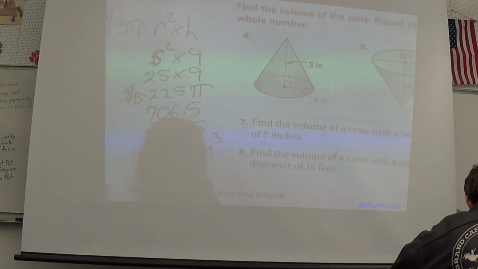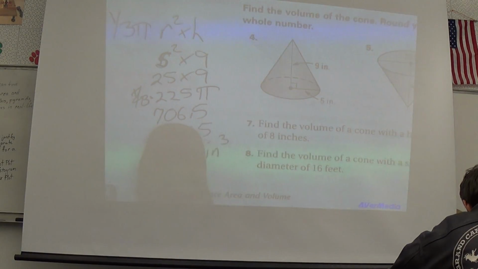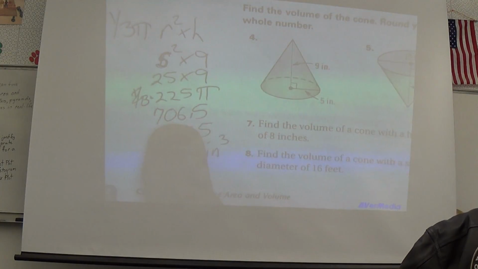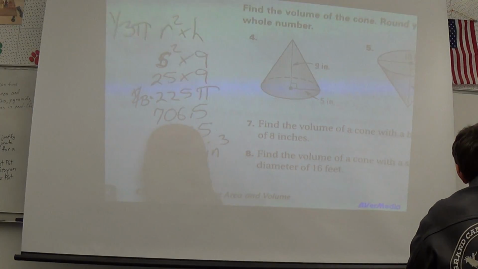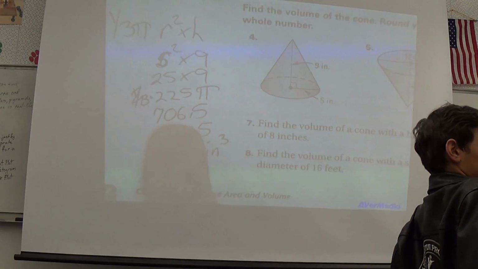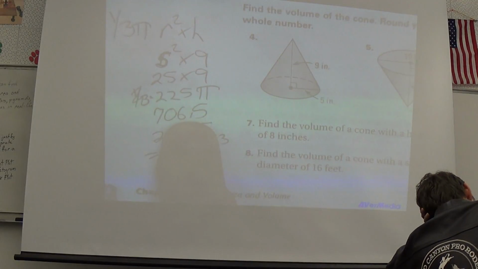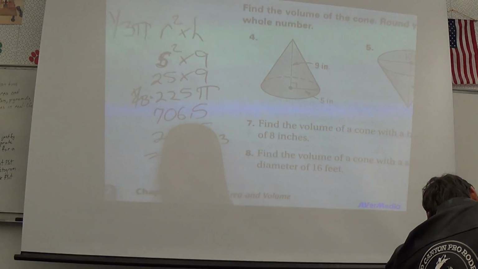So the formula says I gotta take 1/3 of that whole thing, right? That's that whole thing right there. I just gotta take 1/3 of it. So I have a choice at this point. I can multiply it by 1/3 in parentheses on my calculator, or I could just take this number and divide it by 3. Both will give you the same result.